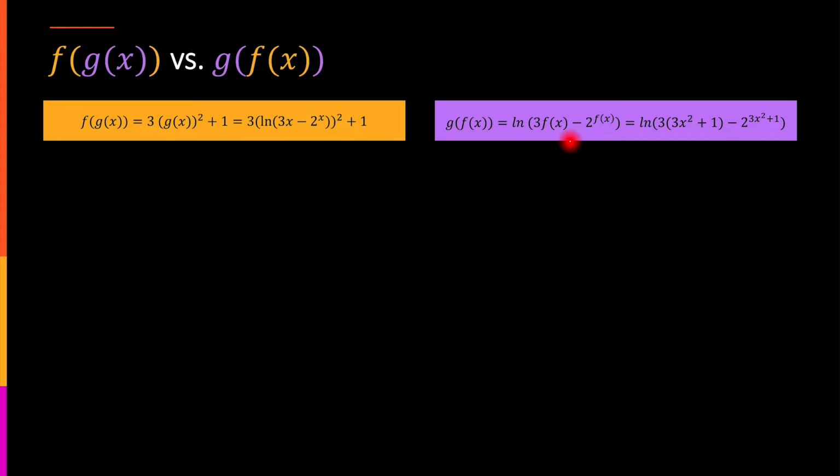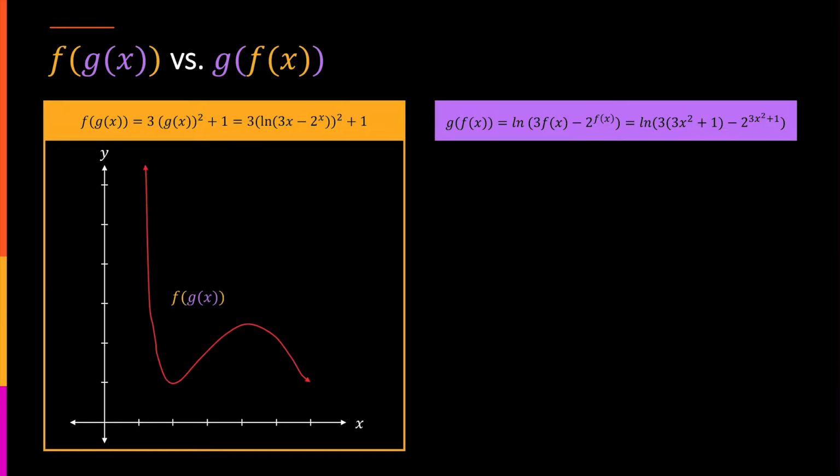3 times f of x minus 2 to the f of x, and then we plug in what f of x is, which is 3x squared plus 1, and then minus, right, the same deal, this 2 to the 3x squared minus 1. My claim is that these are wildly different things, and looking at the numbers, maybe that is obvious, maybe that isn't, but we can see that much more clearly if we look at the graphs. We wouldn't expect you to be able to graph these things because they're quite crazy, but supplying the graph for you here, this is the f of g of x version.